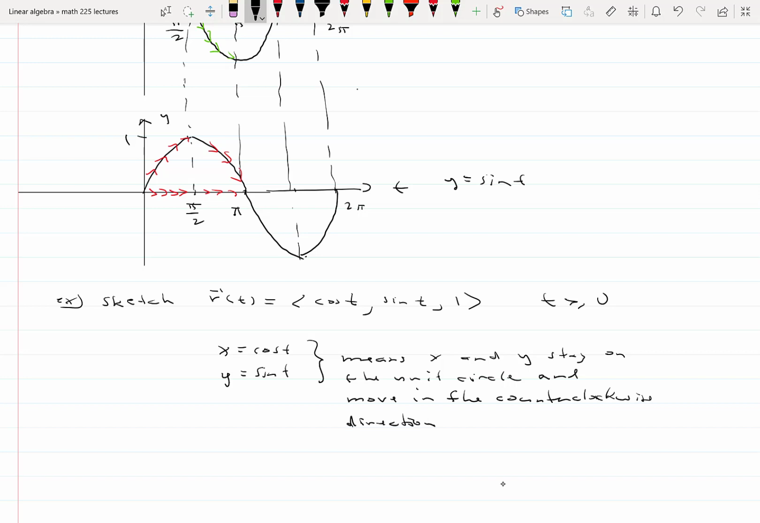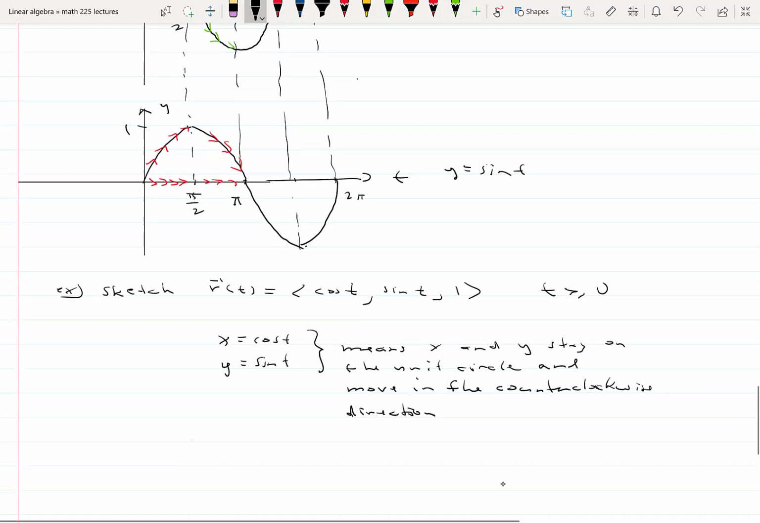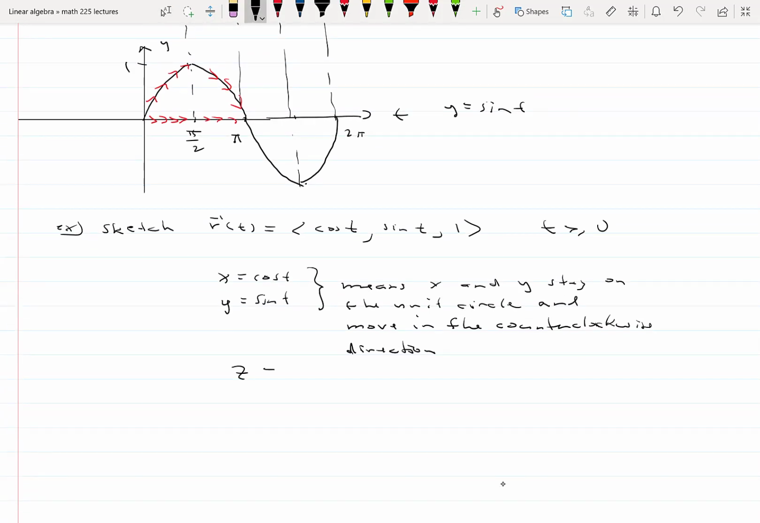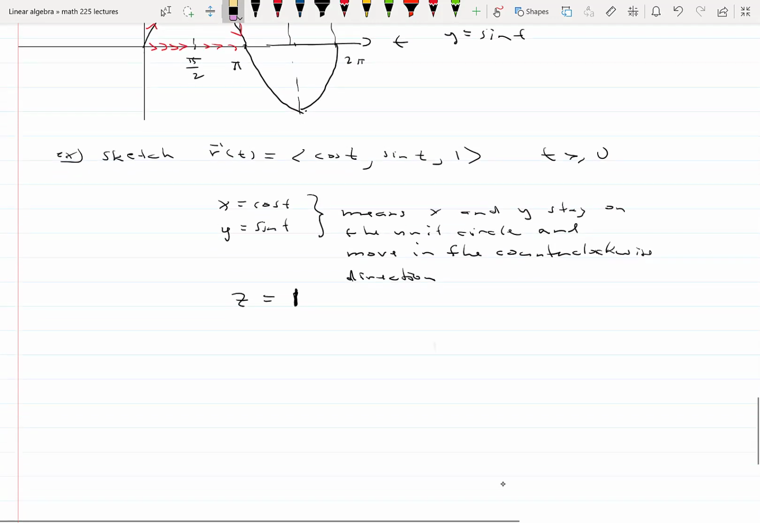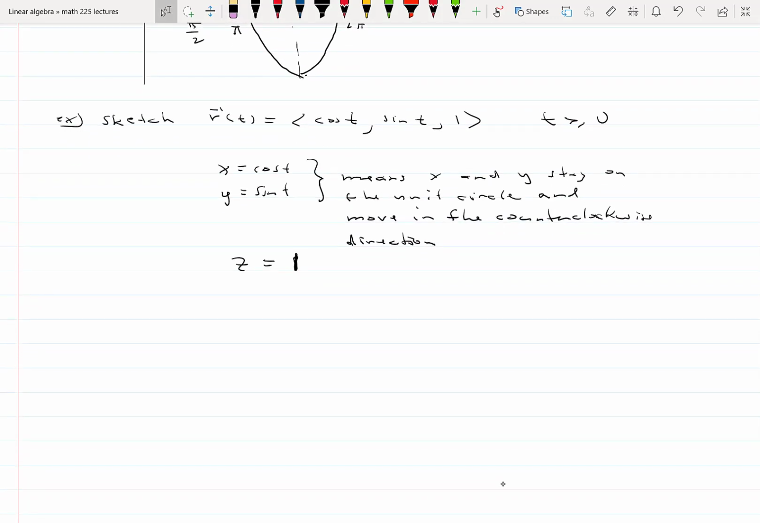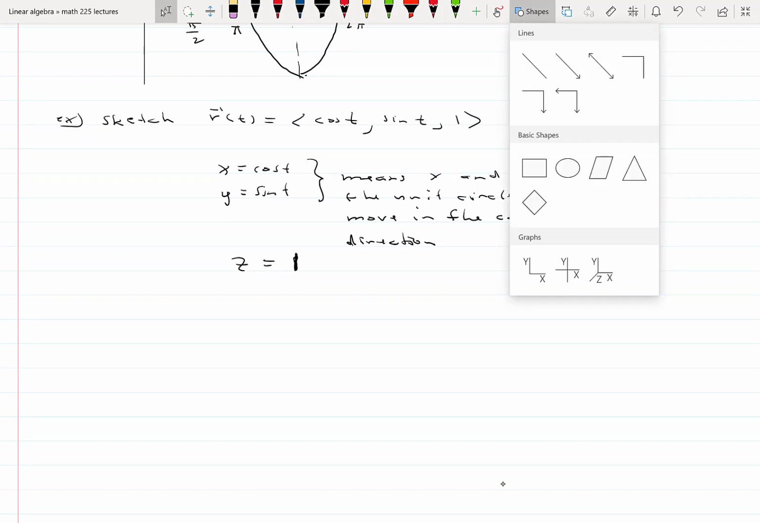So x and y are staying on a circle, but z has to equal 1. What's the equation z equals 1? If we didn't have anything else, just z equals 1, what is that? That's a plane. It's a horizontal plane, 1 unit above the xy plane. So this is saying that the x and y stay on the circle, but z must equal 1.